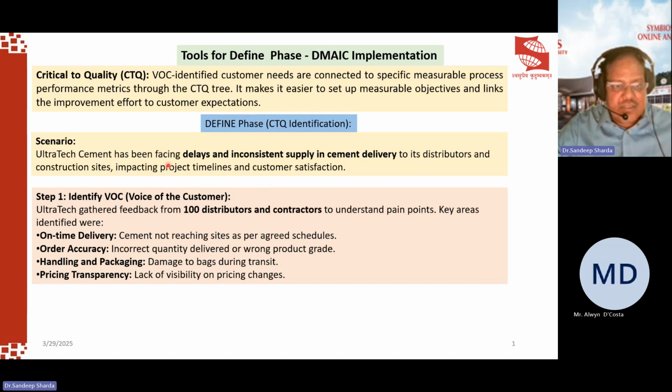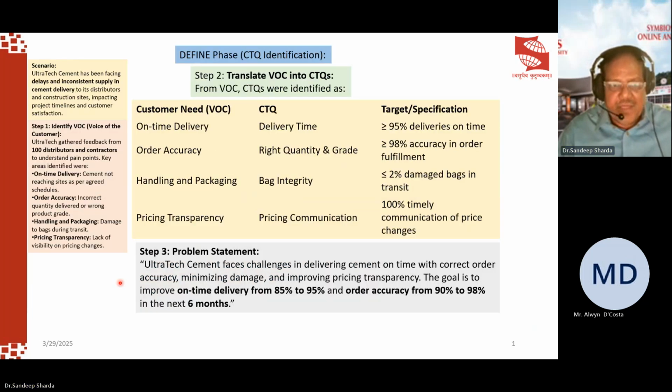Scenario: UltraTech Cement has been facing delays and inconsistency in supplying cement deliveries to its distributors and construction sites, impacting project timelines and customer satisfaction. So step 1, identifying the VOC, in which we survey 100 distributors and contractors to understand the pain points. The key areas identified: on-time delivery, order accuracy, handling and packaging, and pricing transparency. I am going slightly faster in this because we also discussed this in the last session.